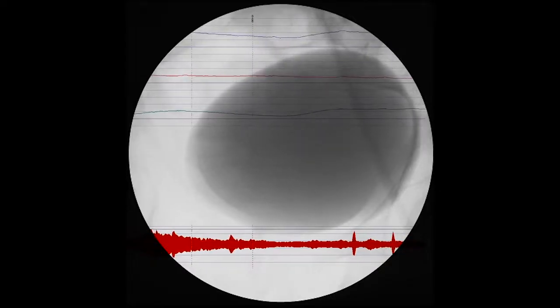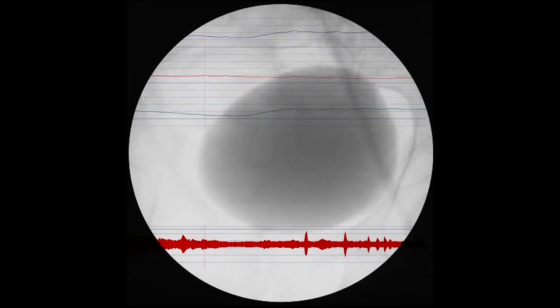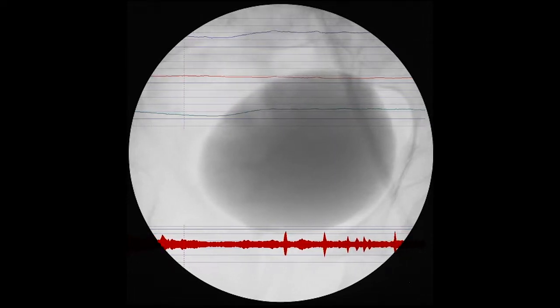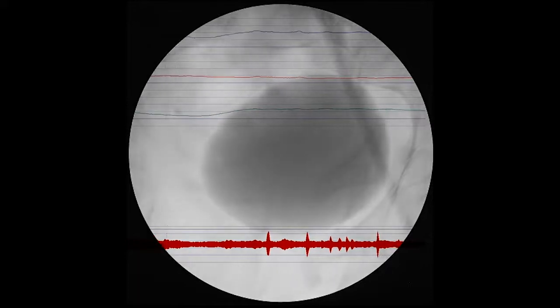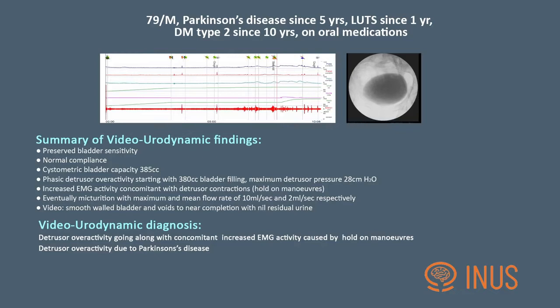Patient is in the process of voiding and has generated a detrusor pressure of 26 centimeters of water. Patient has voided to near completion. So the urodynamic diagnosis is cerebral detrusor overactivity with concomitant intermittent increased EMG activity caused by hold-on maneuvers when urgency comes up.